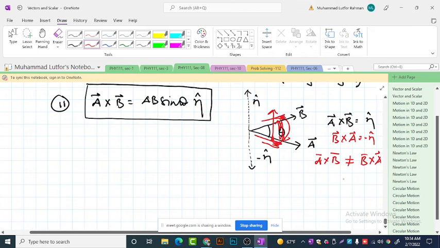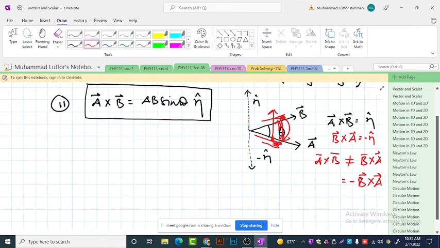In that case you have to give a minus sign. A cross B would be minus B cross A. That's why you say that the cross product is anti-symmetric. It's not symmetric like the dot product, where you write A dot B equal to B dot A. But for the cross product, which is anti-symmetric, if I want to write A cross B, I have to use a minus sign in front of that. So that's why I write A cross B equal to minus B cross A. Remember this point.